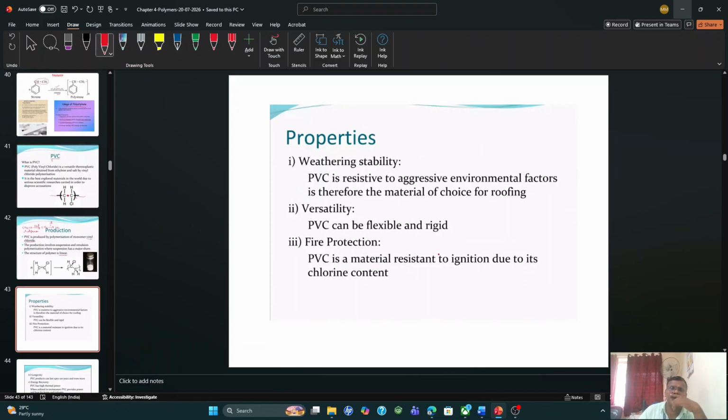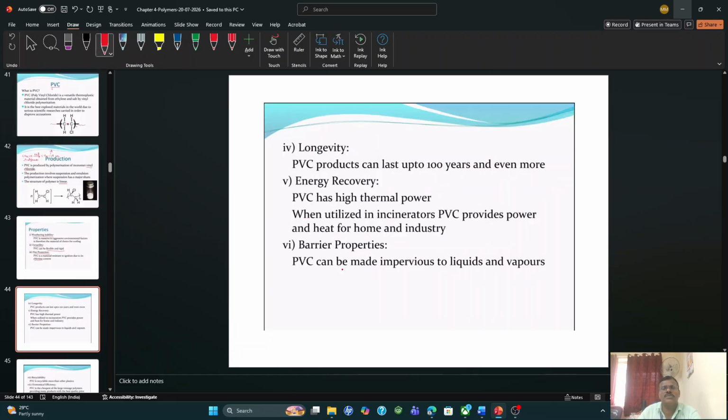Properties. Weathering stability: because of its rigidity, it can withstand high temperature. Versatility: PVC can be flexible and rigid. Fire protection: it has the tendency to withstand high temperature because of the chlorine content. Longevity: PVC materials can last up to 100 years. Imagine, up to 100 years.